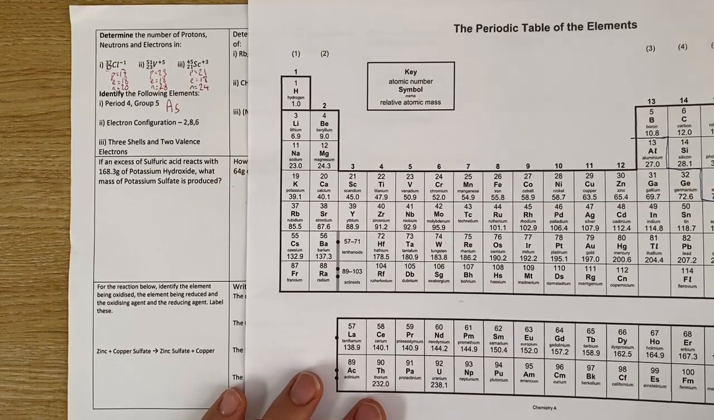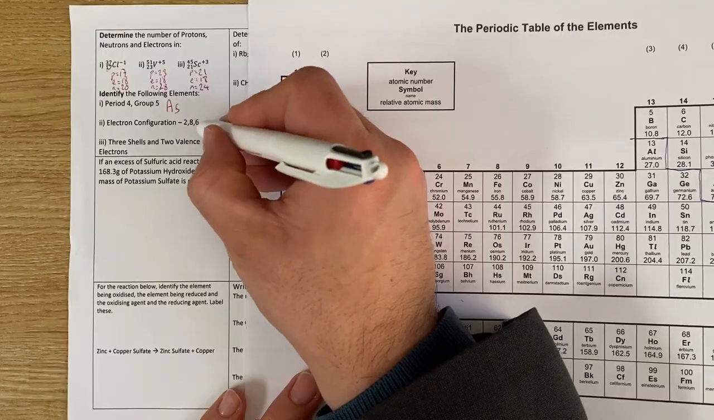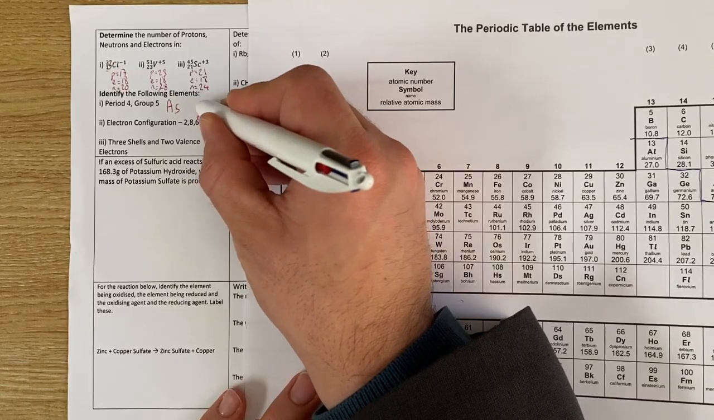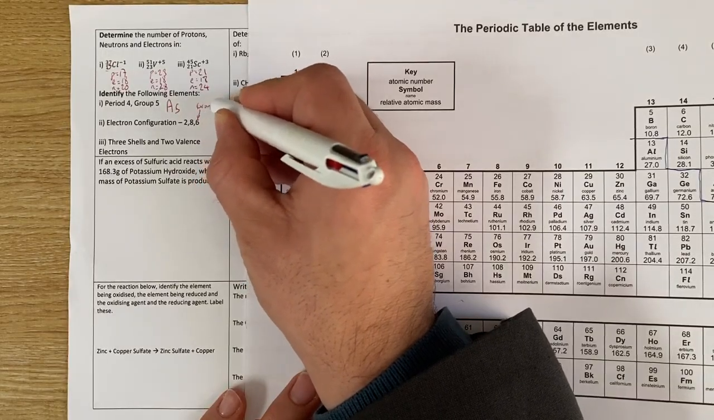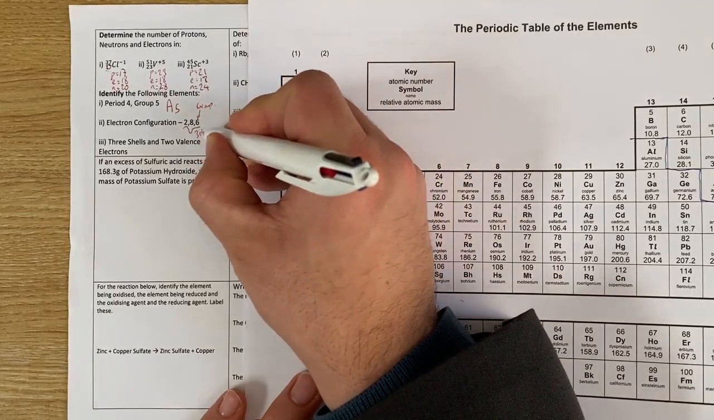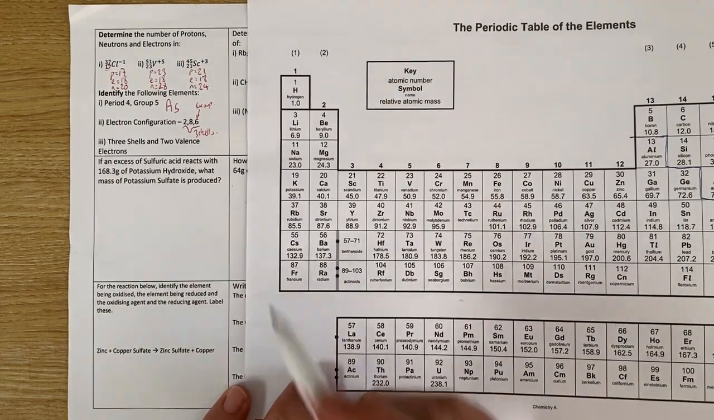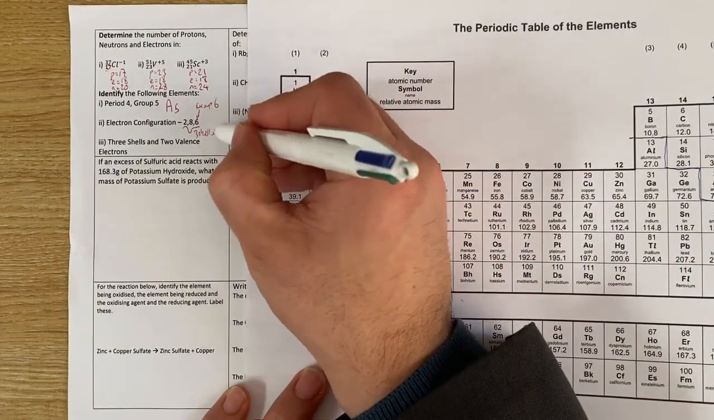The electron configuration, 2,8,6, understand how this relates to the information above. So the 6 here relates to the group, because that's the number of electrons in the outer shell, and the period relates to the number of shells. So there are 3 shells because there are 3 numbers. So I could look for group 6 and period 3.